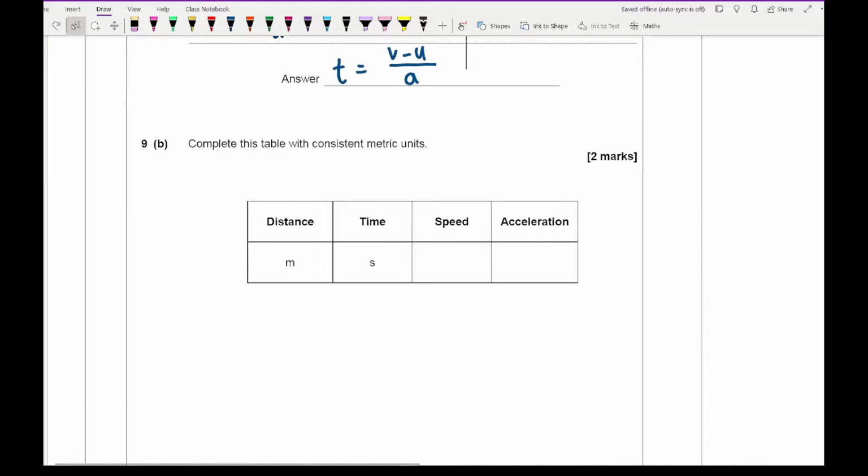Then with question 9b, it says complete the table with consistent metric units. So here we're looking at units. If distance is measured in meters or miles and time is measured in seconds, then the speed will be measured in meters per second, or you can write m s to the power of minus 1. And for acceleration, that's meters or miles per second squared, or again you can write it as m s to the power of minus 2.